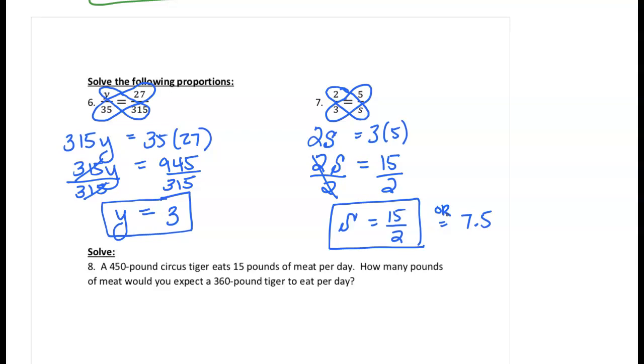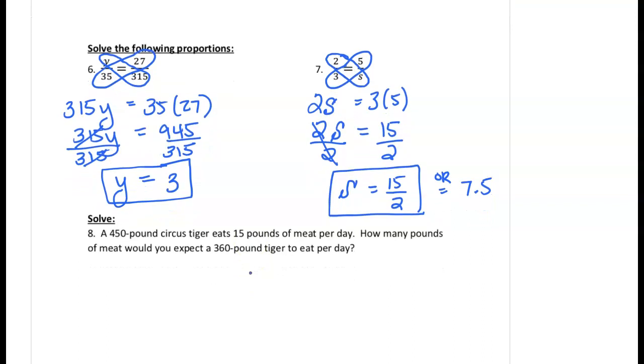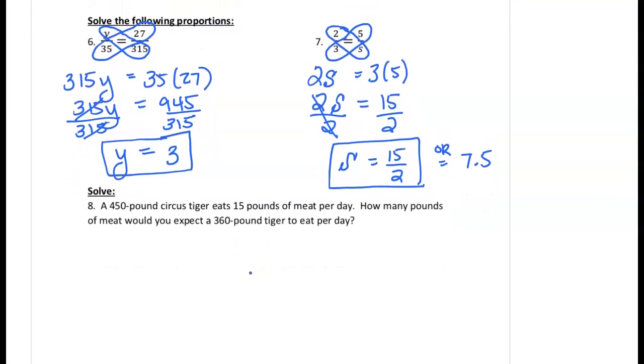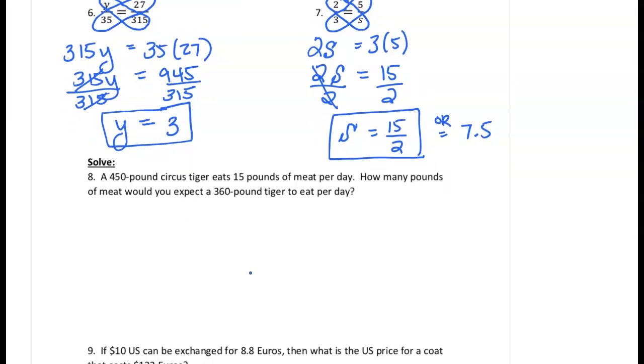The last question for section 4.4 is looking at a word problem. Excuse me, I have 2 more questions on section 4.4. So a 450-pound circus tiger eats 15 pounds of meat per day. How many pounds of meat would you expect a 360-pound tiger to eat? I'm going to take each one of the sentences given and make them into a ratio.